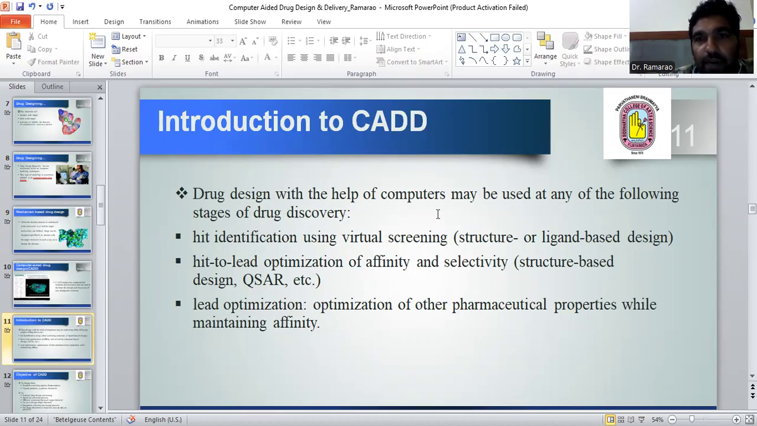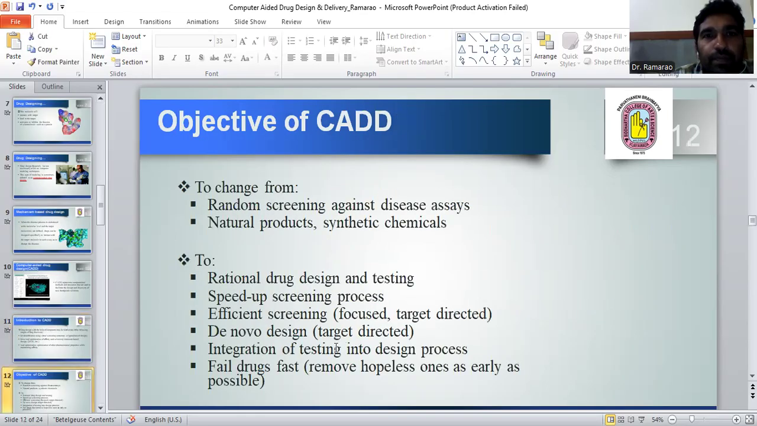So with the help of computers, we may use it at any stage of drug discovery. As I told you earlier: hit identification using virtual screening, structure-based or ligand-based design; hit to lead, optimization of affinity and selectivity using QSAR; and lead optimization of pharmaceutical properties while maintaining the affinity.